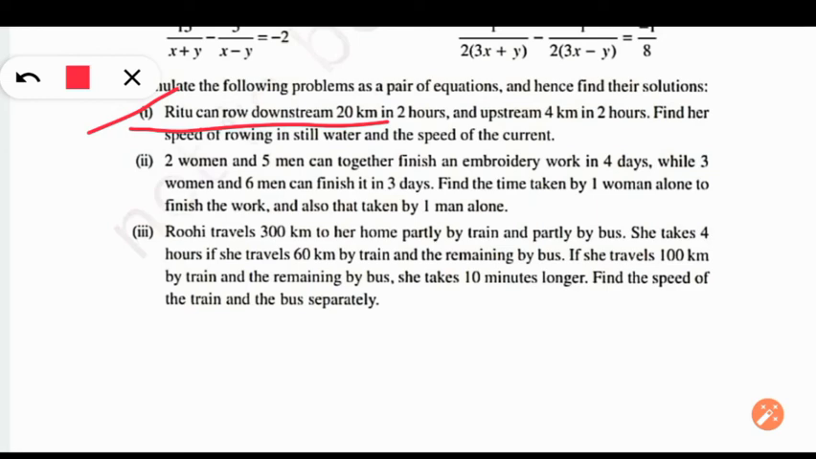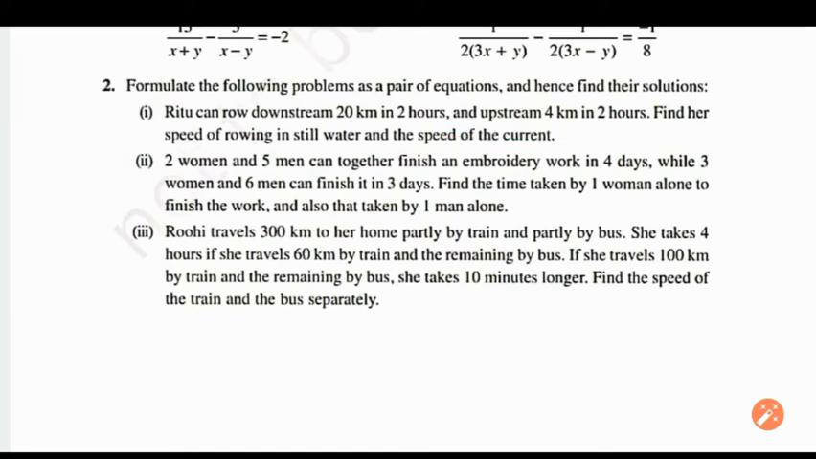Okay, so Ritu can row downstream. Let me tell you what you mean by downstream. Downstream means with the stream, with the current, in the same direction as the current, right? So Ritu is rowing downstream 20 kilometer in 2 hours, and upstream means against the current of the river. Upstream, how much distance did she cover? She covered 4 kilometer and took 2 hours.